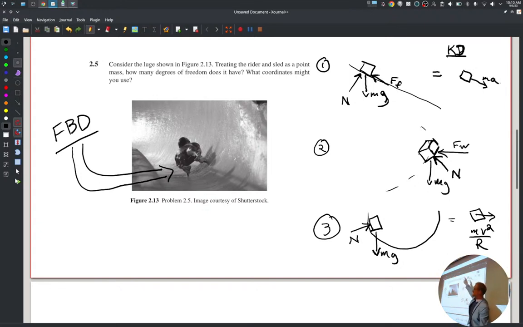So now I know the sum of these forces equals this vector, and it only has one direction. It's always going down the slope. Because we're not trying to launch the guy. There's no jumps, there's no pitfall. It's not like Mario Kart. It's just a constant ramp. Yeah.